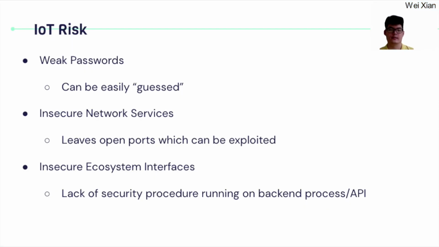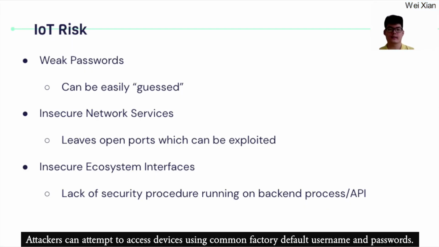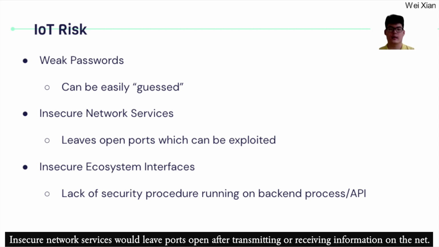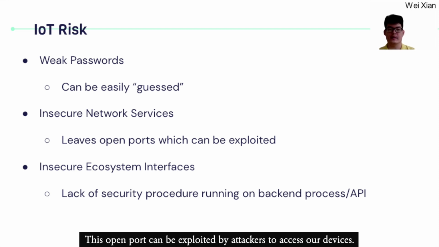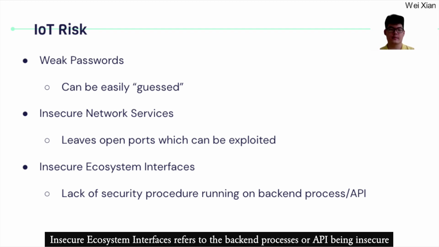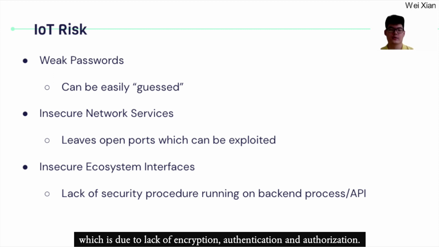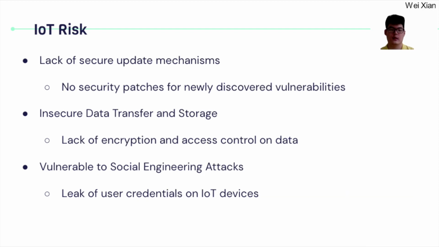Here are IoT risks. Weak password. Attackers can attempt to access our device using common factory default username and password. Insecure network services will leave ports open after transmitting or receiving information on the net. This open port can be exploited by attackers to access our devices. Insecure ecosystem interfaces refers to the backend processes or API being insecure, which is due to the lack of encryption, authentication, and authorization.